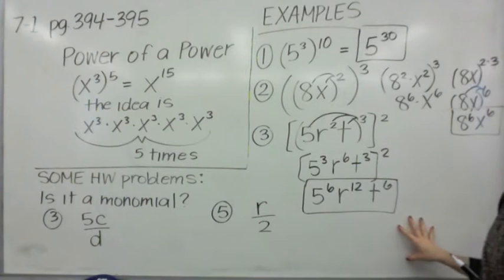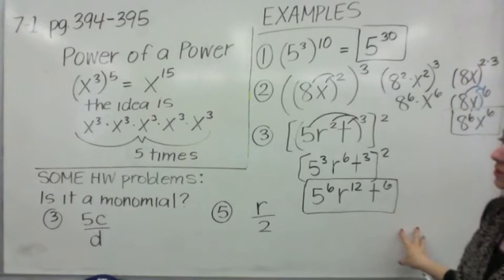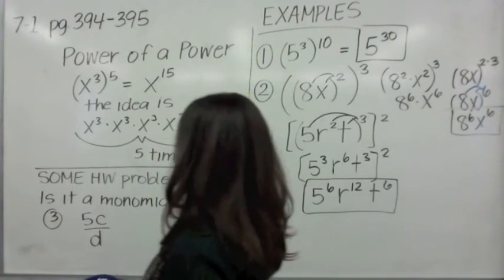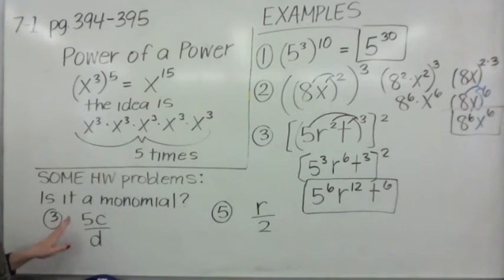Now we are actually going to go through some homework problems with you so you can get some of these done by watching the video. Let's take a look at number 3. This is 5c divided by d. And it asks, is it a monomial? Okay, so is it a monomial?